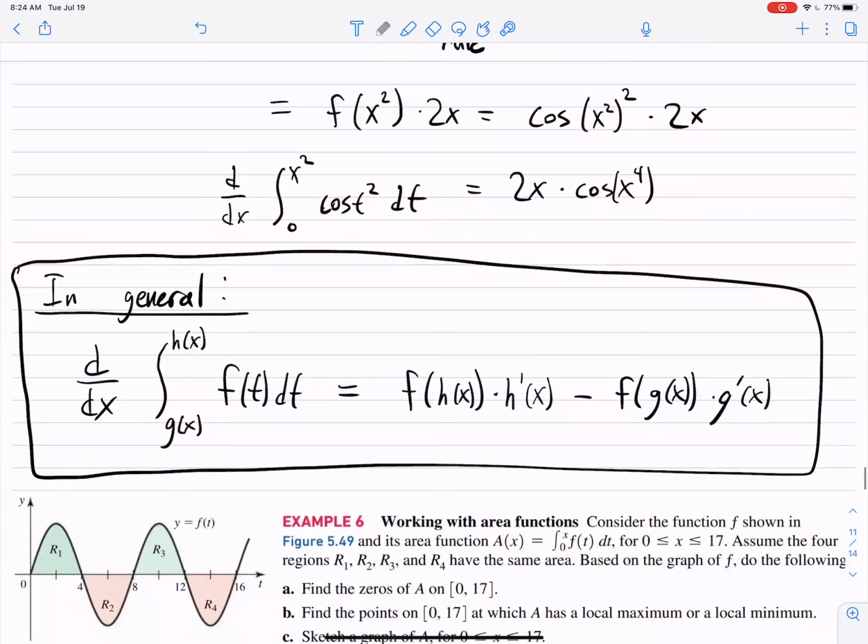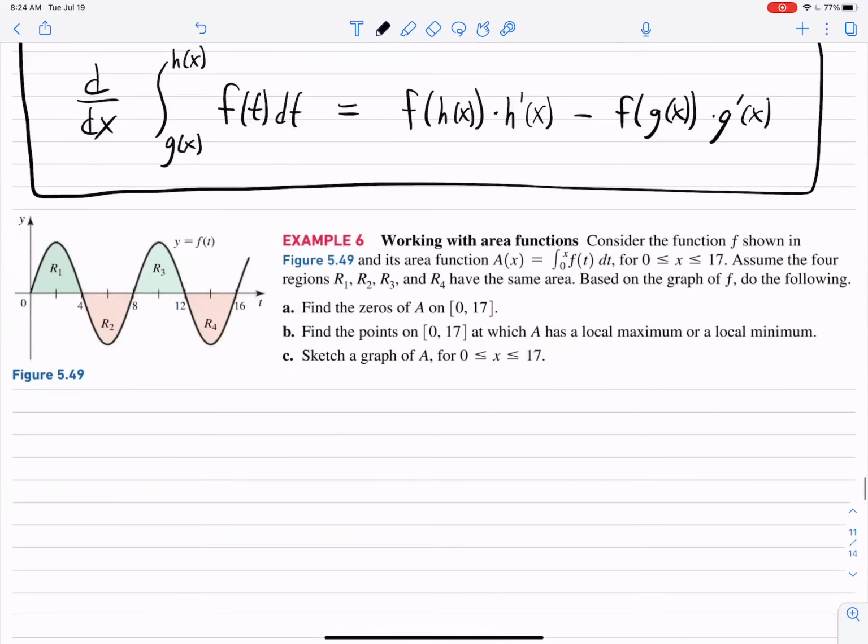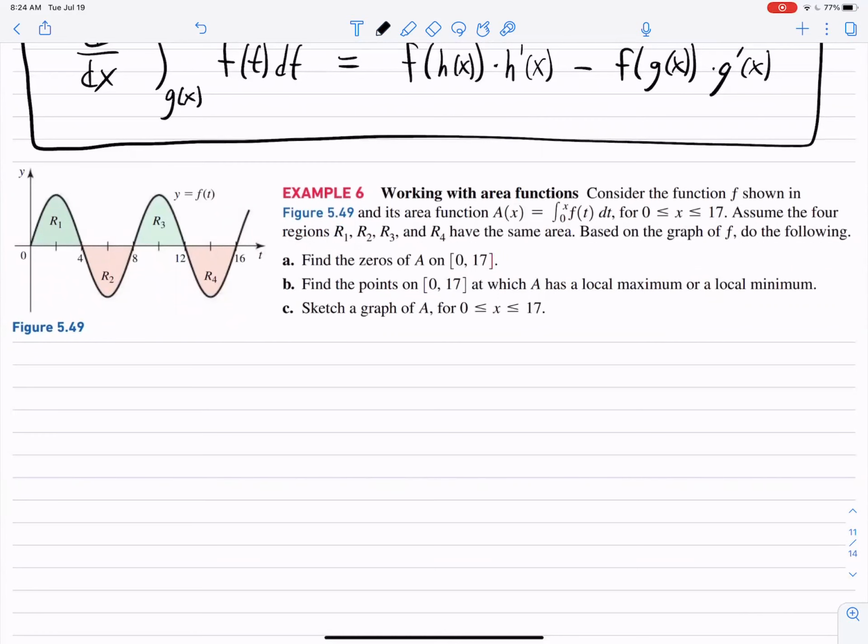Okay, let's do one last example. Let's work with area functions. So consider the function f shown, and its area is the integral from 0 to any point x, for x between 0 and 17. We're going to assume that all these regions have the same area. Based on the graph, do the following. Let's find the zeros.